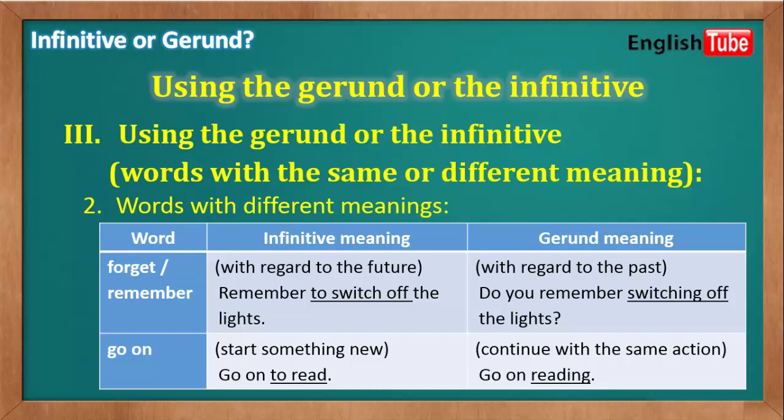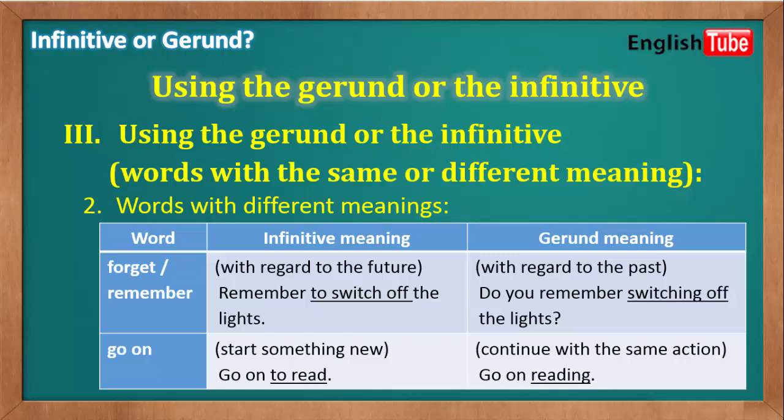Let's move on to the second example, go on. This is a phrasal verb anyway. So let's take example number 1. Go on to read. When I tell you go on to read, it means start reading, start doing something. You have not been doing it, so this is the first time you're going to start doing it. In this meaning we use the infinitive.